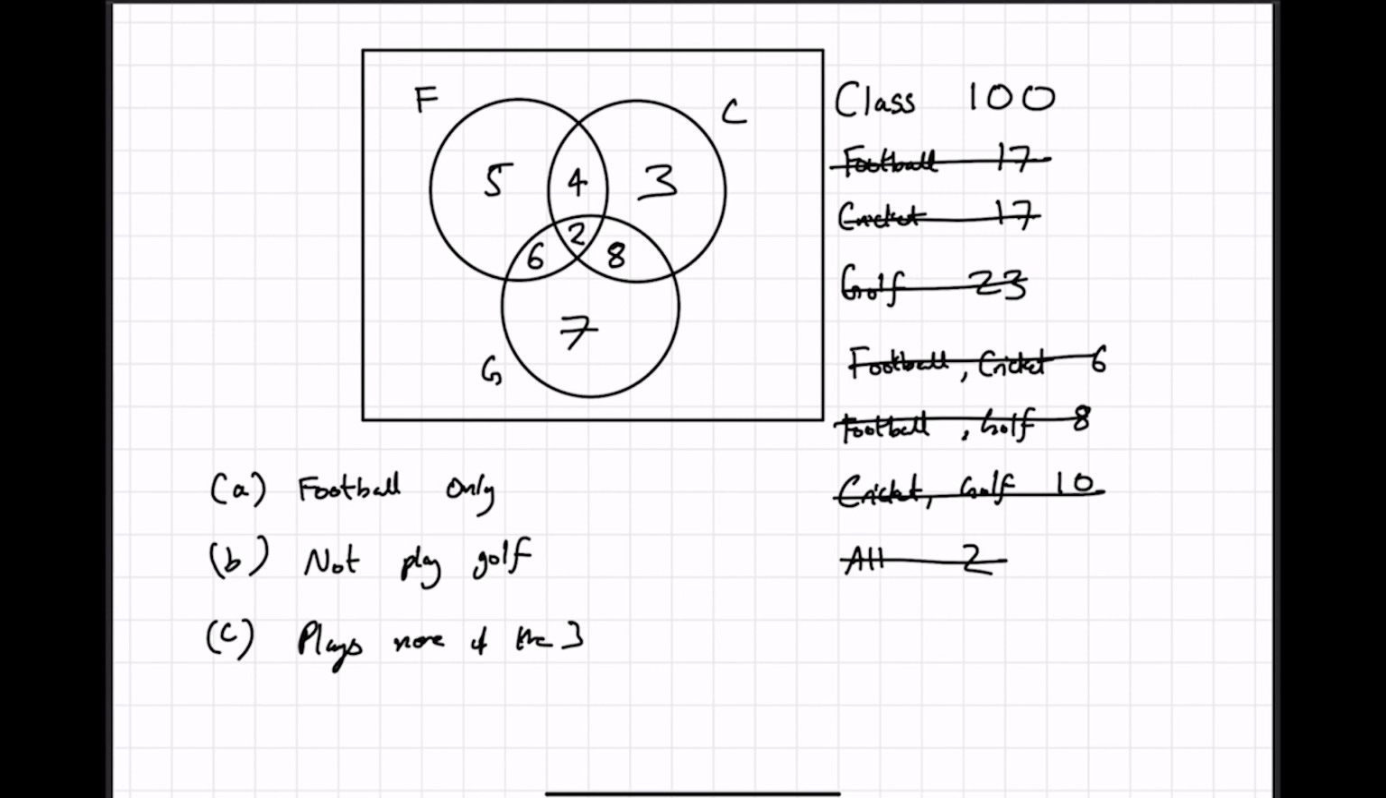So now we've got the people who are outside. So if you add up everything, 5 plus 4 plus 3 plus 6 plus 2 plus 8 plus 7 equals something. So if I just try to do that, there's 17 people who play football, plus 3 is 20, 28, and 35. So there's 35 people in total inside. So that means here we should be 100 minus 35, which is 65 people play none of them.